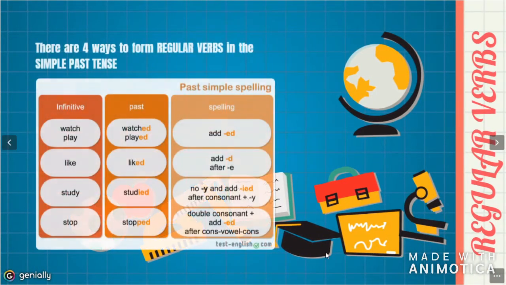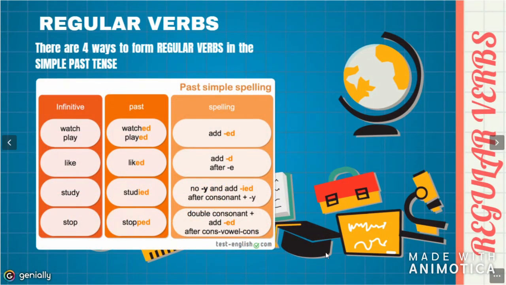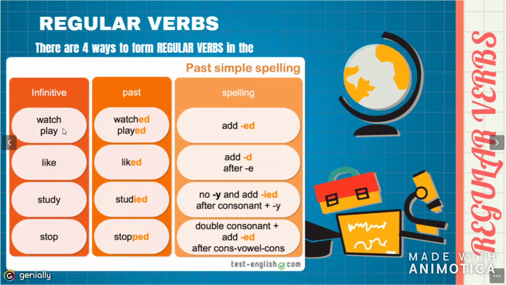In English, there are 4 ways to form regular verbs in the past tense. Esto es específicamente pasado simple. 4 formas de conjugar verbos regulares en pasado simple. La primera es this. For most verbs, we just add ed at the end. Para la mayoría de los verbos, simplemente le podemos agregar ed al final. So, watch in the past is watched, and play is played, como regla general.